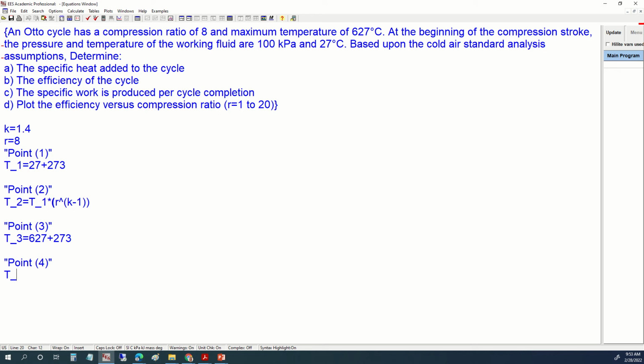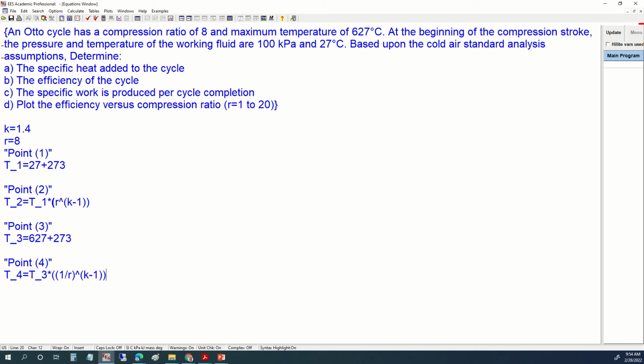So T4 is actually equal to, I can know it by knowing T3 and using the isentropic relation for constant specific heat. It's T3 multiplied by 1 over R to the power K minus 1. And this relation, by the way, we get from the equation sheet. So now we know the 4 temperatures.